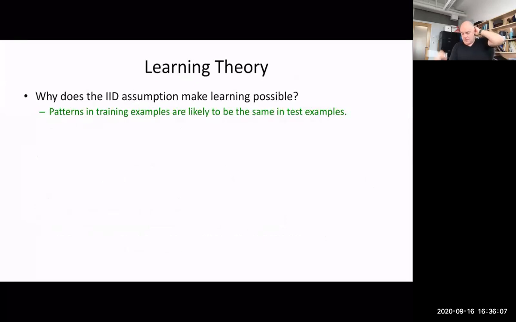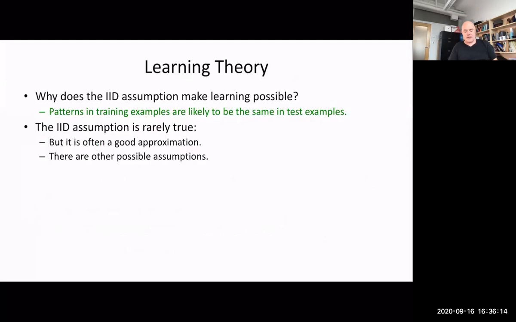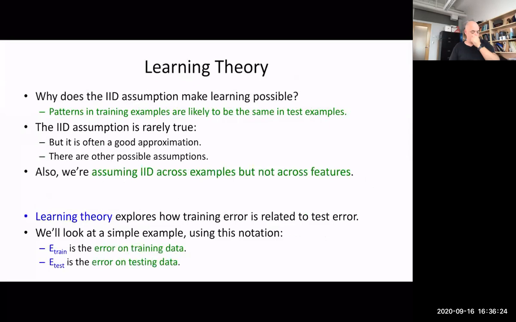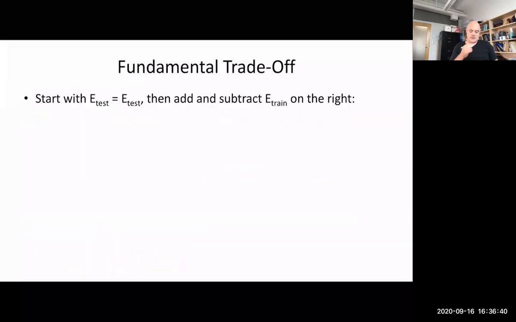So we'll dip our toe just a teeny bit in learning theory and ask why the IID assumption makes learning possible. Basically, patterns in the training examples are likely to be the same in the test examples. That's really at the crux of the matter. But the IID assumption is rarely true. It's a decent approximation. There are other assumptions you can make. Learning theory is a big discipline, but in general it explores how training error is related to test error. So we're going to do a very simple thing using the following notation. E-train here is the error on the training data, and E-test is the error on the testing data.